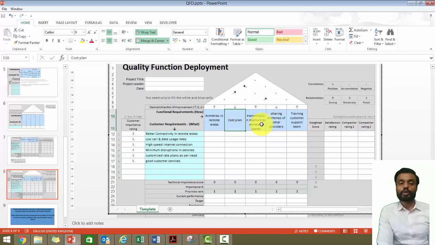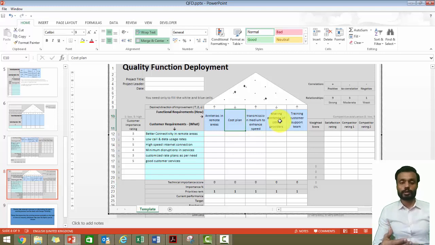Similarly, your relationship between cost plan and sharing of antennas of other provider: again, no correlation. Then your relationship between cost plan and training support team: again, no correlation. So you have completed it for cost plan. Similarly, you will do it for transmission medium to enhance speed, sharing of antennas of other provider, and transmission medium to enhance speed with training support.